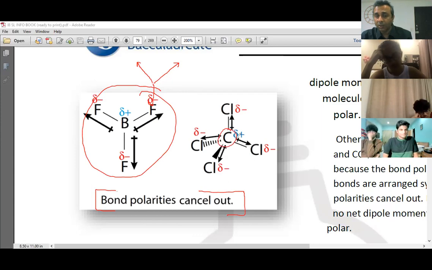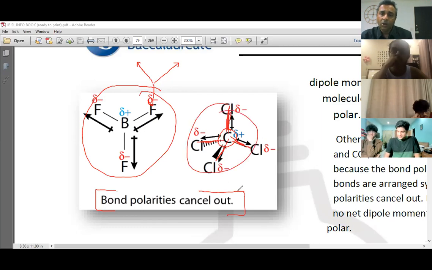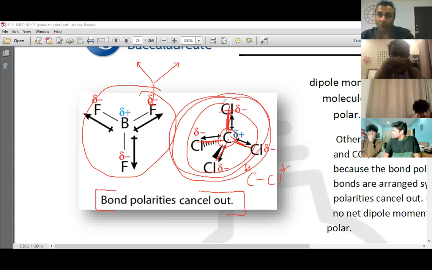Similarly, CCl4. Each bond, all four C-Cl bonds, are polar. Cl is delta negative, carbon is delta positive. But carbon tetrachloride, CCl4, as a whole molecule is non-polar.